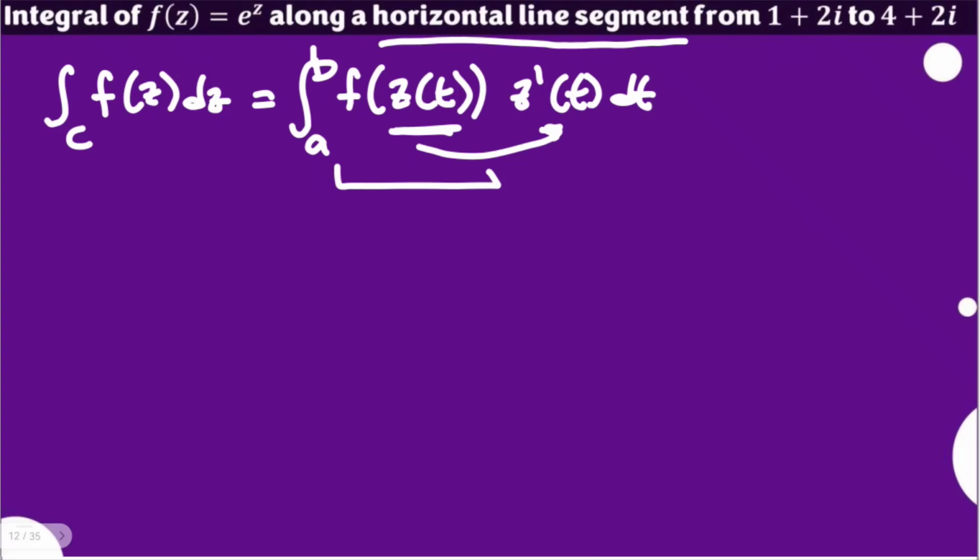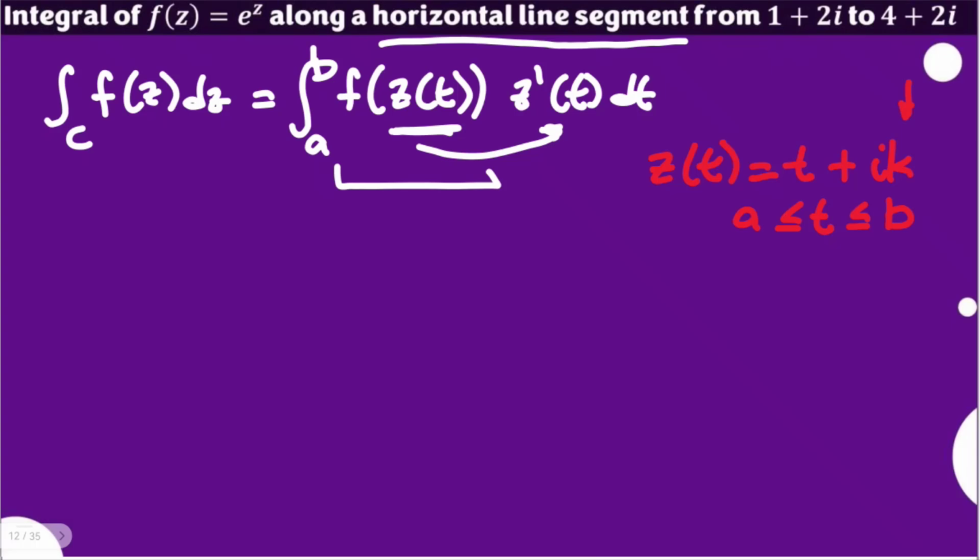In one of the videos previously, we were able to identify that the parameterization of a horizontal line segment works like this. We have z of t identified as t plus ik, where t is between a and b. Yes, this is its form. Because the horizontal line segment is parallel to the x-axis, the constant value is actually the y value together with the imaginary unit i.